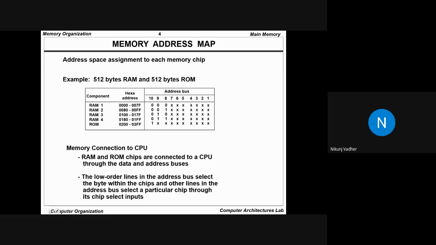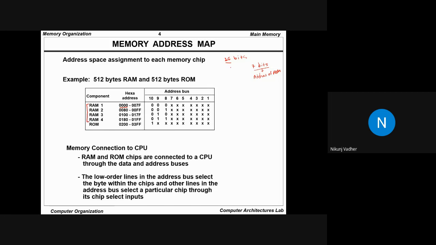How many bits are there in the address? As you can see, we have a 4-digit address in hexadecimal, so a 16-bit address is there. Now, out of the 16 bits, 7 bits will be used to specify the address of RAM. Now, how many RAM chips do we have? We have 4 RAM chips.